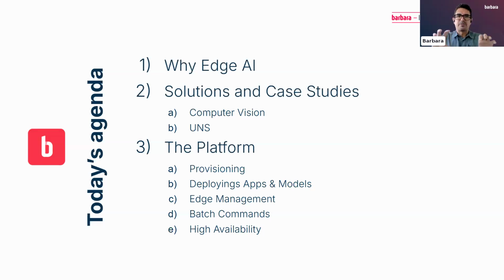we will go down to the platform and go step by step, seeing the most important aspects of the platform. First, how to provision new devices. Then we will see how to deploy applications and models in the Edge node. We will be deploying an application and model in the use case, but we will see it in more detail. Then we will see how to manage the Edge node, and at the end, how to use the bash command, the command that allows you to command a big group of Edge nodes in parallel. And finally, we will see one of our latest features in Barbara panel, which is the high availability functionality. So let's start.